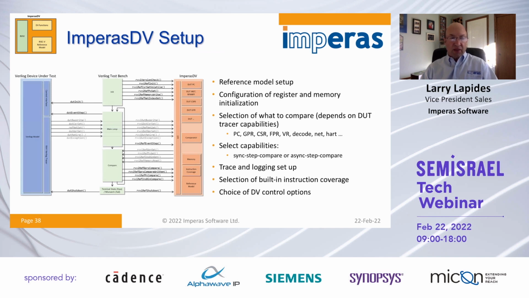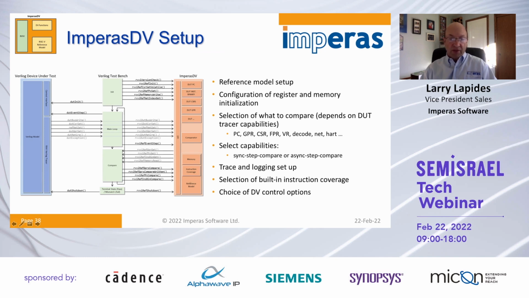Seeing this as part of the DV environment, we don't have the test, we don't have the functional coverage shown here, but here we have the device under test, we have the test bench, we have Imperas DV. Again, we're doing the setup, we're configuring the registers in memory, we're selecting what to compare. Again, this depends on the DUT tracer capabilities. We're selecting the comparison capabilities. We're doing the trace and logging setup. We're selecting the instruction coverage.